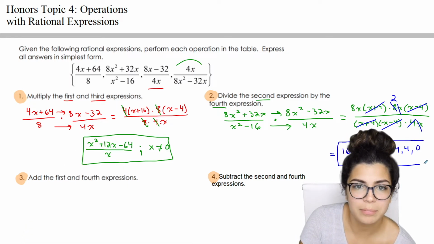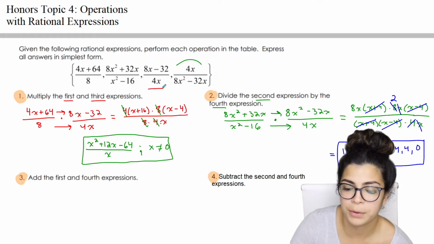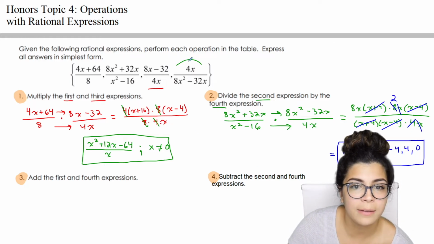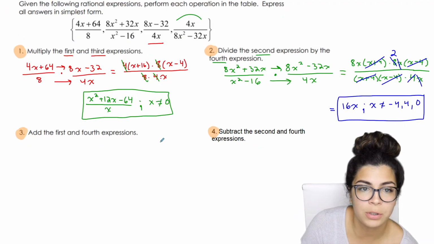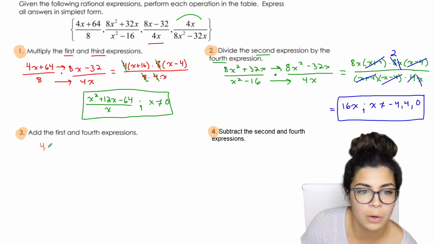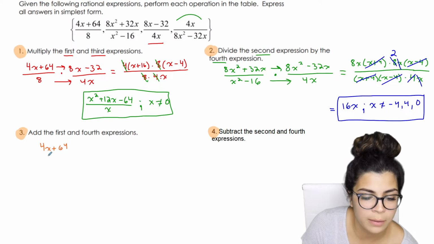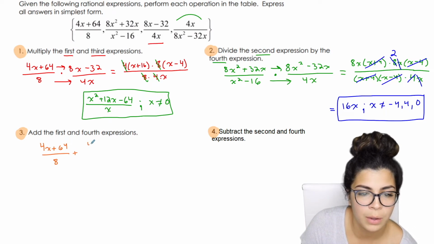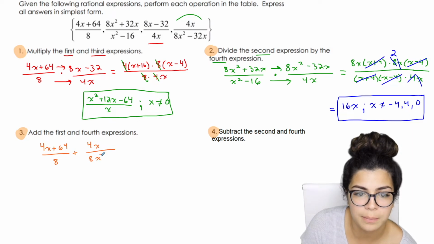Okie dokie. Moving on to number 3. We're adding the first and the fourth expression. So we're going to add 4x plus 64 over 8 with the fourth expression, which is 4x over 8x squared minus 32x.